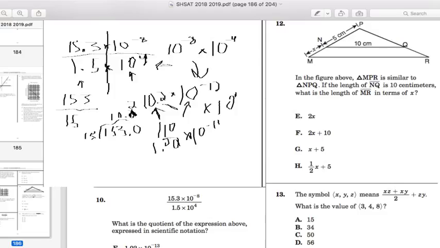So what we're going to do again is not look at the question and not look at the answers. We're just going to look at the figure. We have a triangle inside of a triangle. I don't know what they're called, but let's say we're using angle P as the pivot point. So we have triangle NPQ, or QPN, and MPR or RPM.